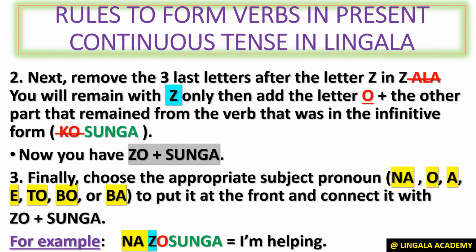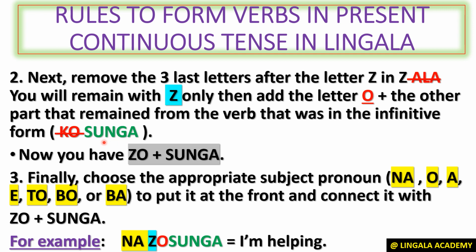Next, remove the three last letters after the letter Z in zala. You will remain with Z only. Then you need to add the letter O, followed by the other part that remained from the verb that was in the infinitive form.